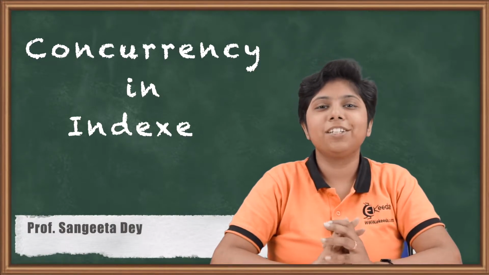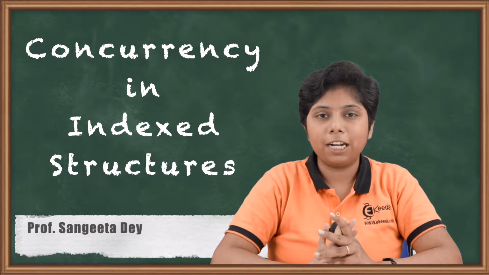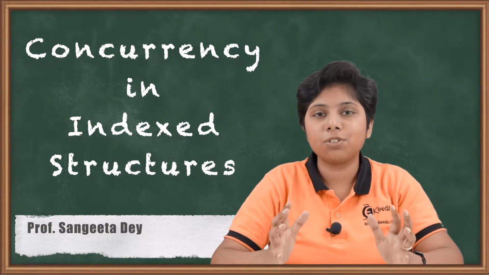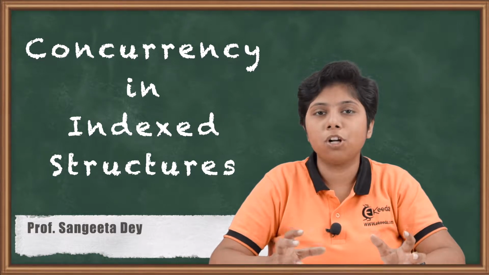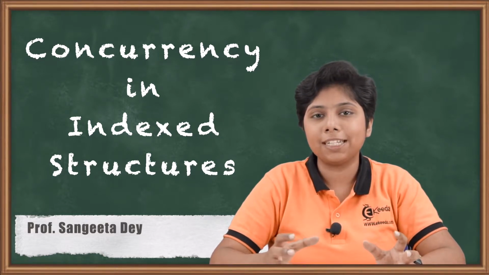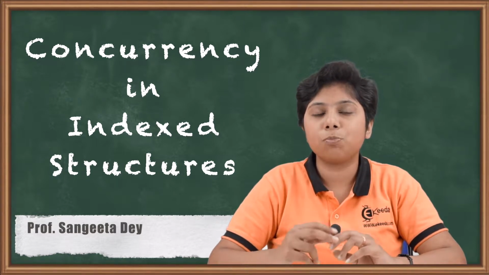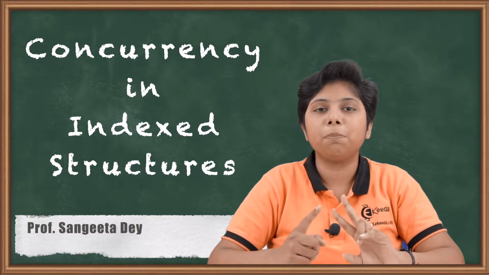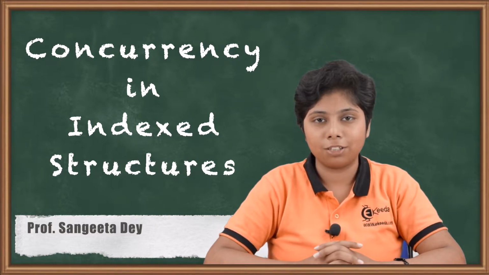Hello friends, today we will talk about concurrency in an index structure. That means first we will take index structures, the tree protocol or the two-phase locking protocol, and on an index we can use this as a concurrency mechanism. We will introduce two protocols, the crabbing protocol and the B+ tree protocol, to have concurrency in these index structures.